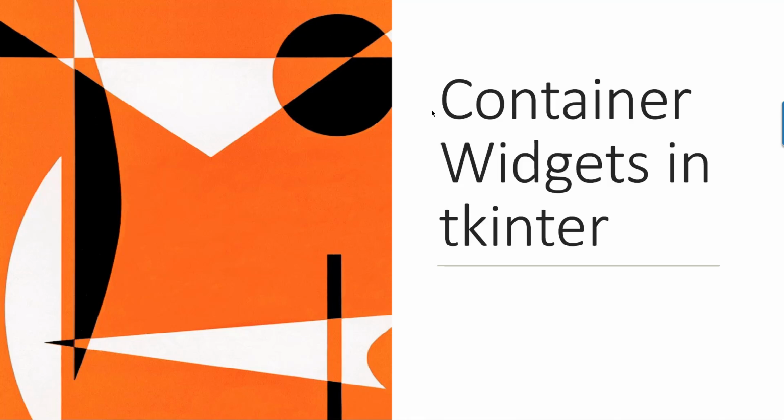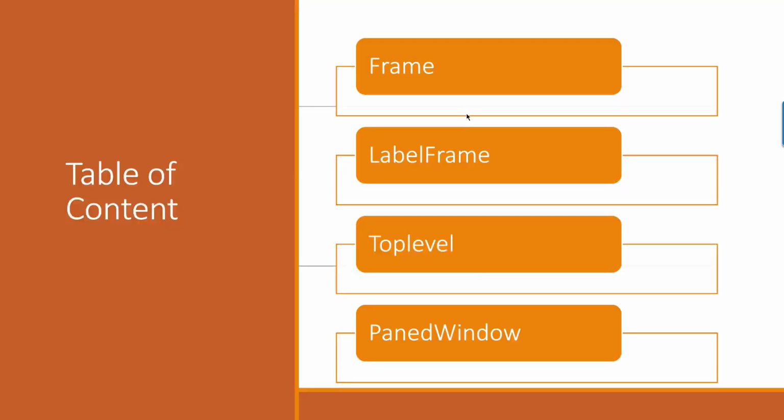to another position and those widgets are placed on a container, then you can move that container widget from one place to another place. So in this way you don't have to move each widget separately. This is the major benefit of using a container widget. Container widgets are of four types: frame, label frame, top level and pane window. We will discuss all of them in detail.